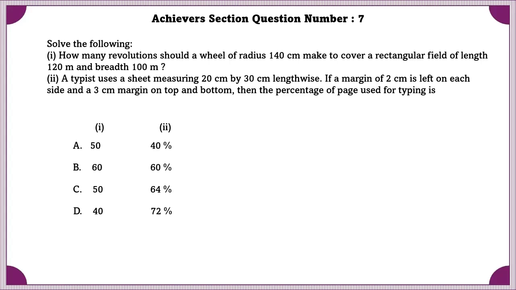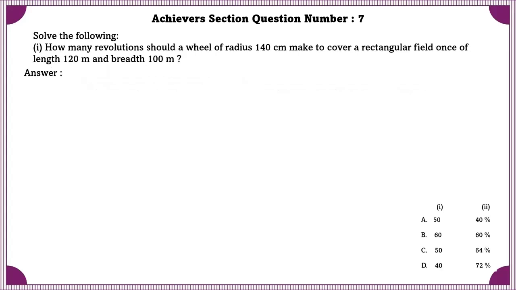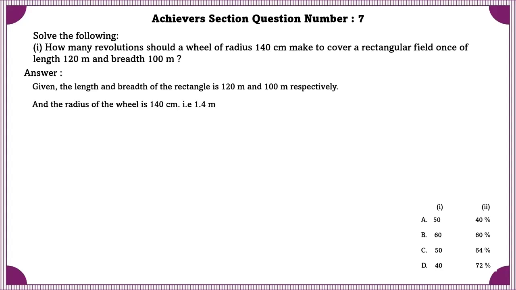Achiever section question number 7. Solve the following. First one. How many revolutions should a wheel of radius 140 centimeters make to cover a rectangular field once of length 120 meters and breadth 100 meters? Given the length and breadth of the rectangle is 120 meters and 100 meters respectively, and the radius of the wheel is 140 centimeters, that is 1.4 meters.